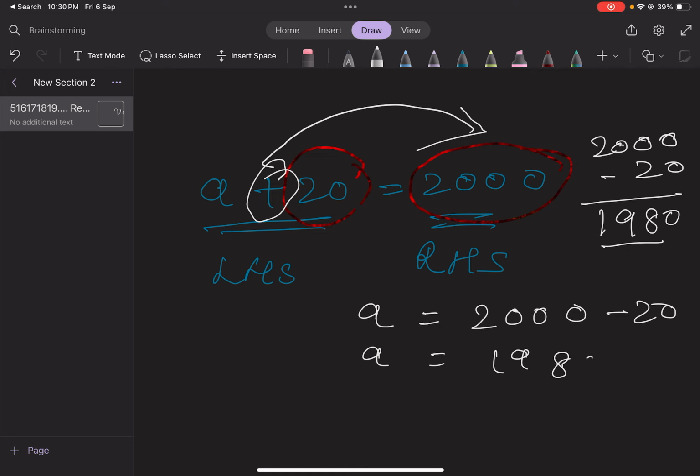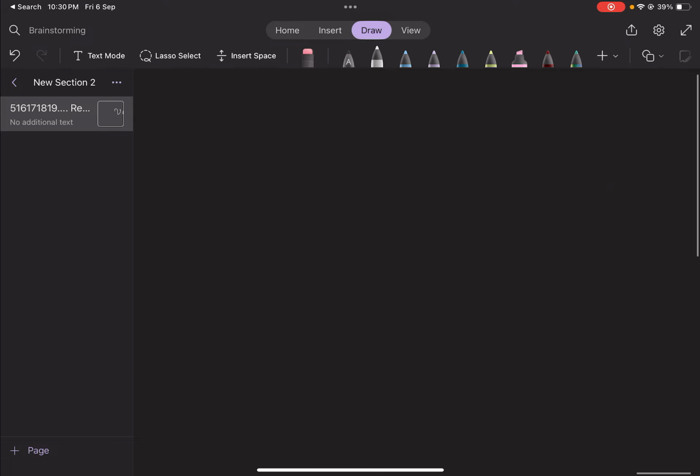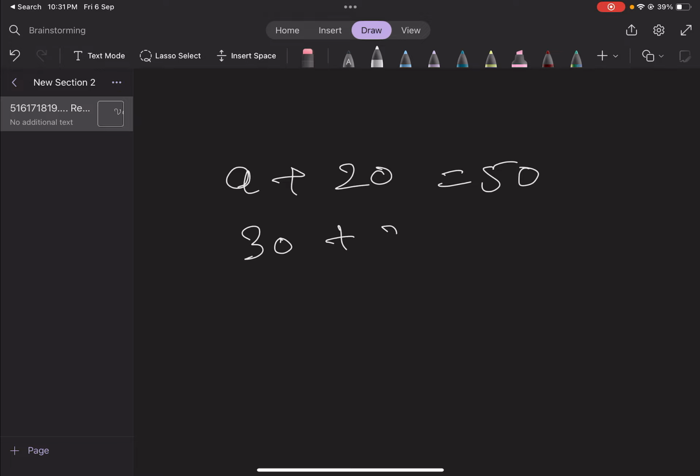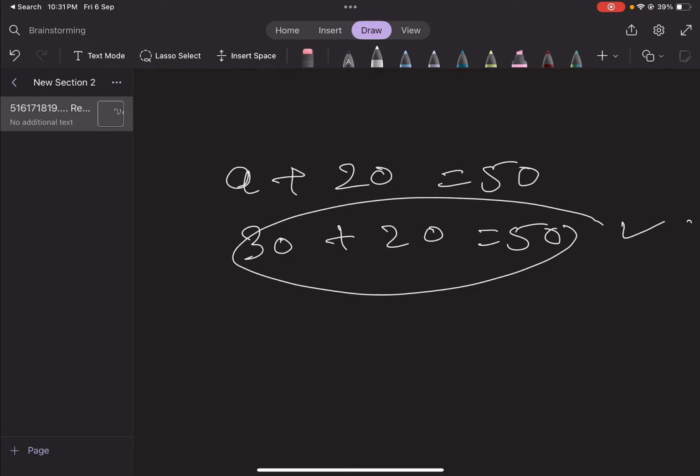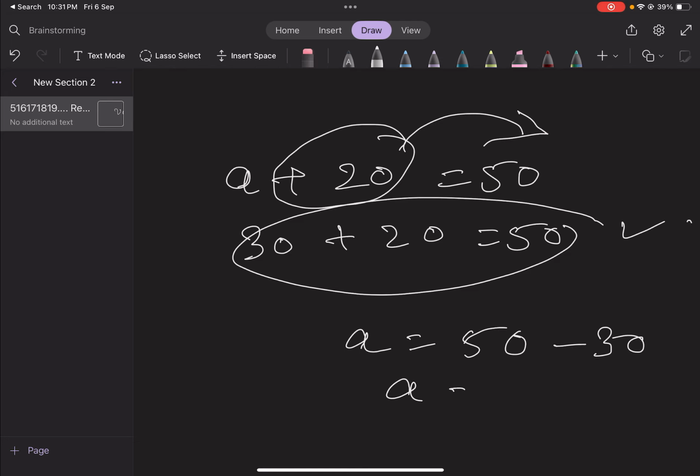One 1980, correct? So that's what we have to do. Suppose there is a question, a plus 20 is equal to 50. So we can solve it because it's an easy question. 20 plus what is going to give me 50? We all know 30 plus 20 is going to give me 50, right? Or I can do it like this: I will simply shift this plus 20 to that side, and it will become 50 minus 30. That will be a is equal to 20.